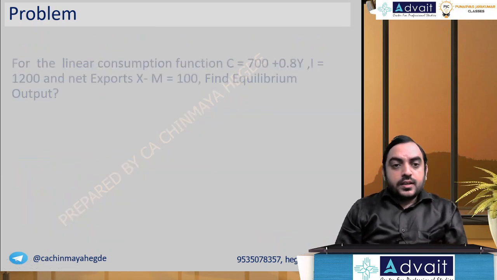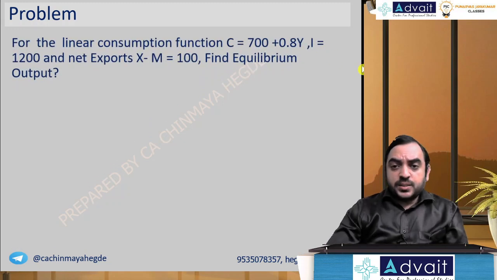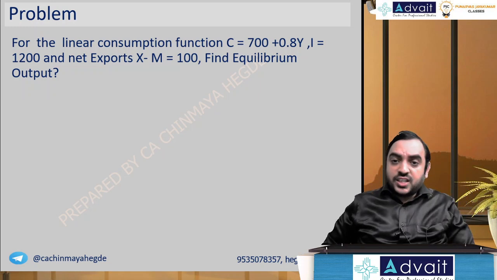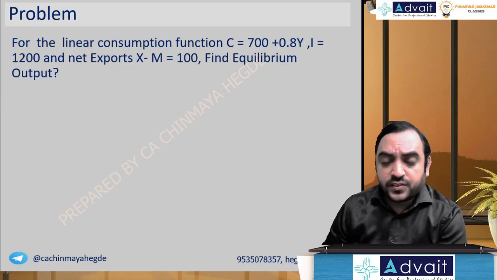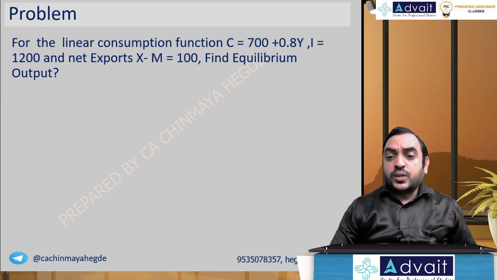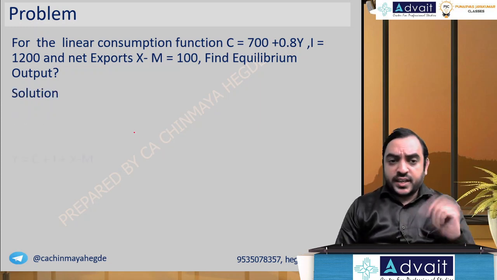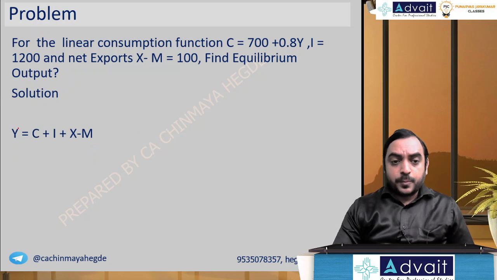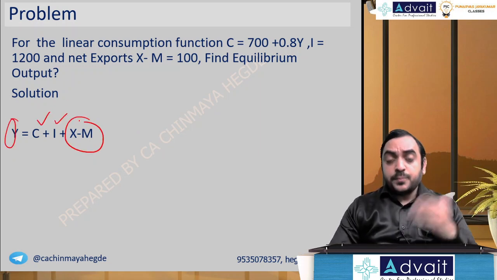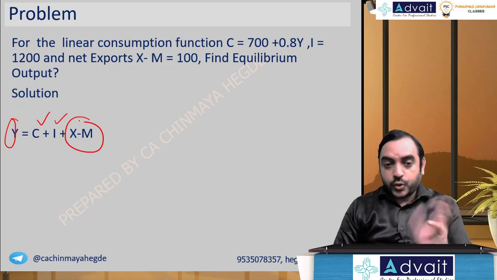Done. Last problem. For the linear consumption, C equal to 700 plus 0.8y, I is 1200, net export X minus M is 100, find the equilibrium output. So what is the equilibrium output? Your aggregate demand should be equal to aggregate supply, that is aggregate income, Y should be equal to expenditure, consumption plus investment plus net export.